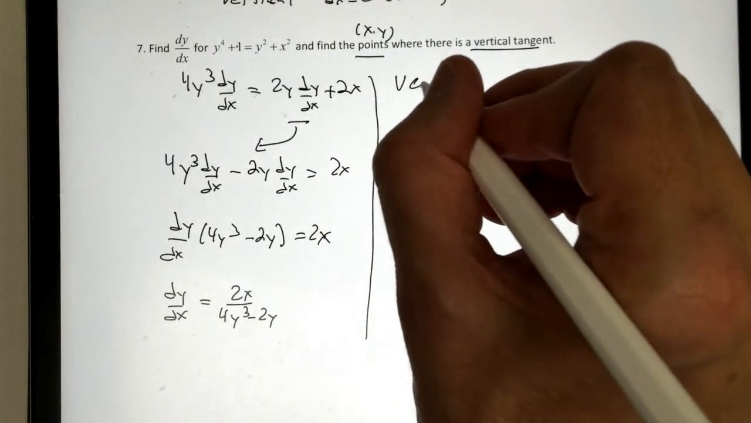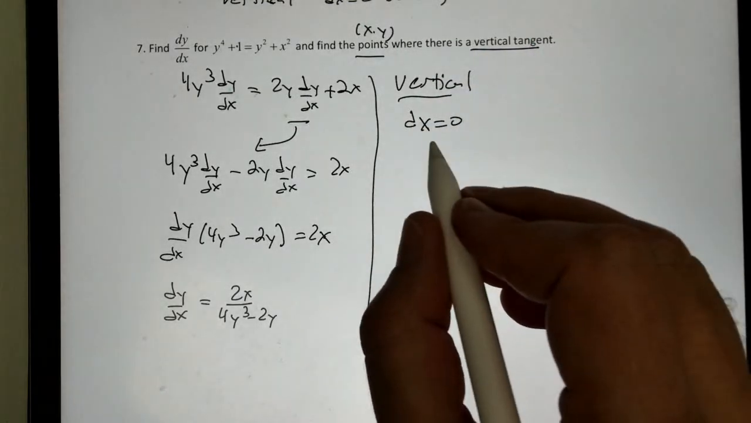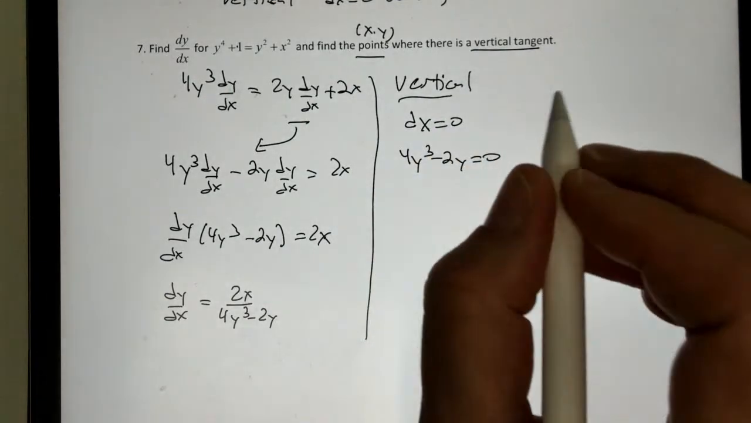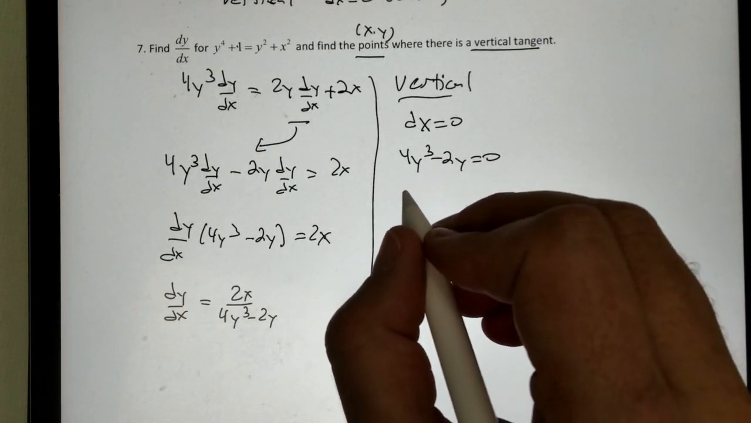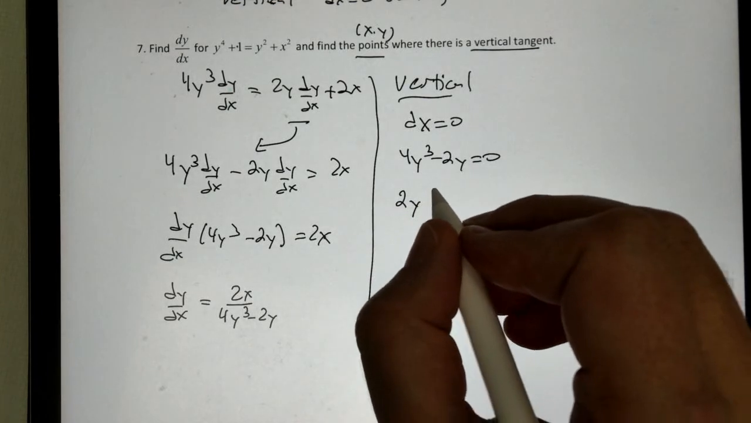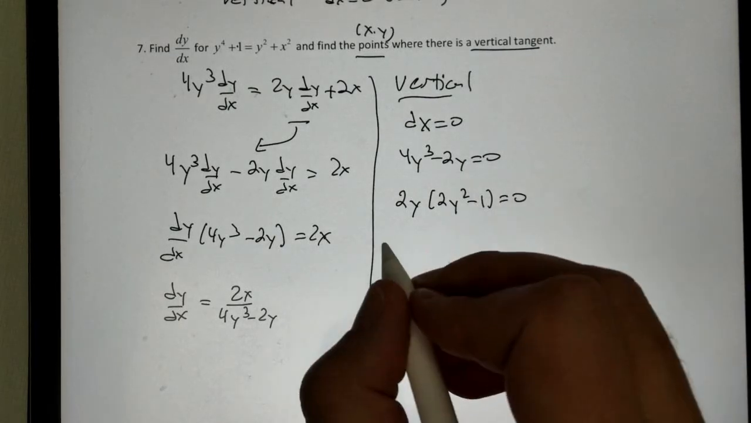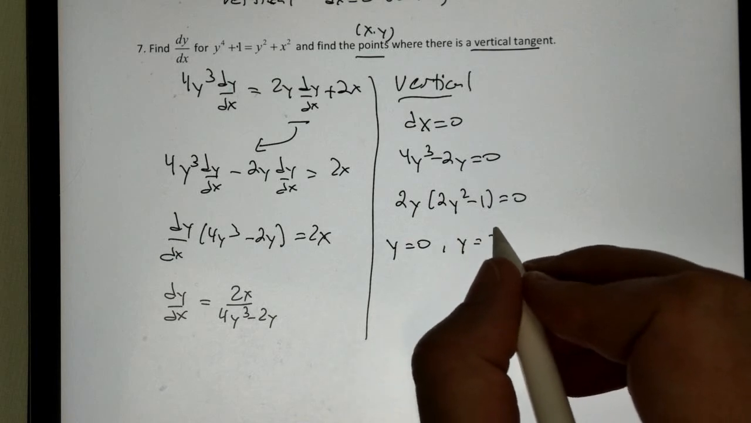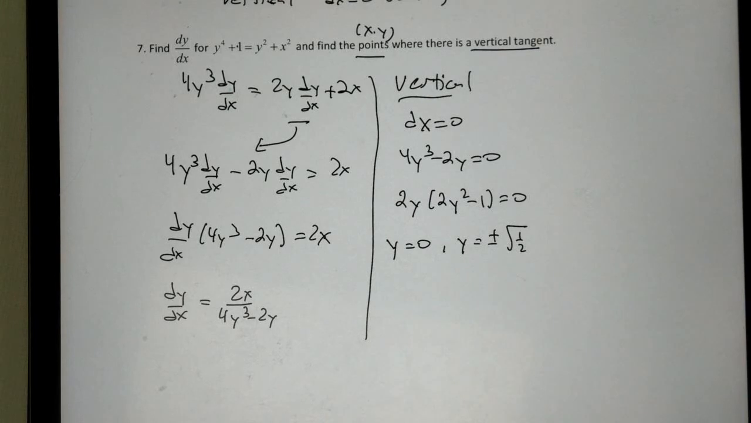Next, to find the vertical, we set the denominator equal to 0. That's the bottom. That's this 4y cubed minus 2y equal to 0. And I can factor this, okay? If I were to factor this, we get out 2y, and that becomes 2y squared minus 1 equal to 0. So we're going to get y equals 0. And weirdly enough, we get two answers, plus or minus square root of 1/2. Wow. So we can get three answers here.